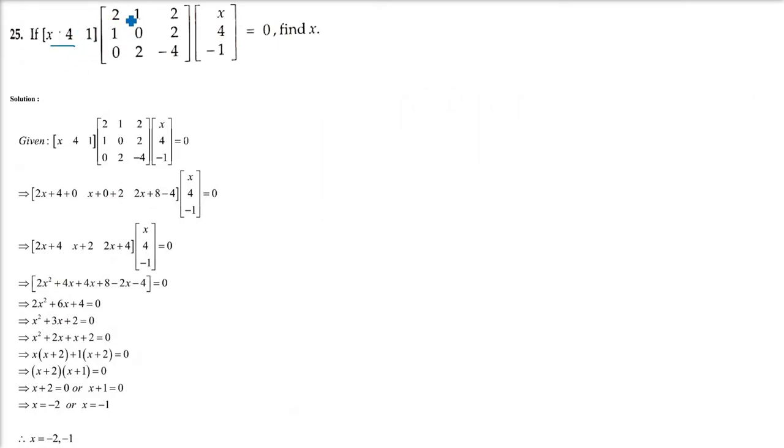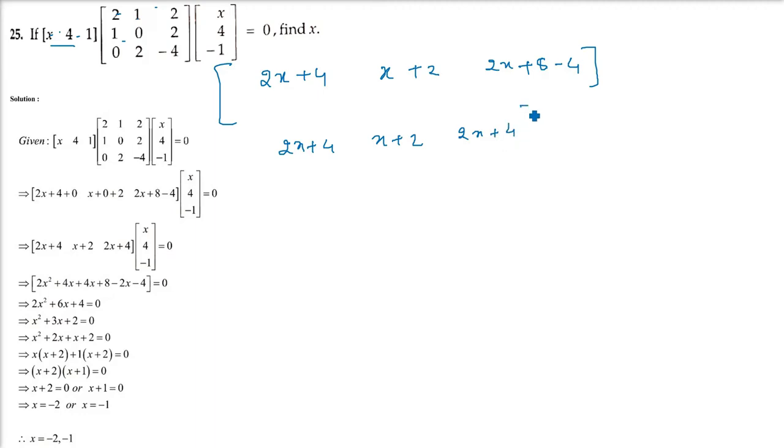First row, and there are two x's. So 2 into x, 4 into 1 and 0. So 2x plus 4 will come. So x into 1, x, 4 into 0 is 0, 4 into 2, 8. So I'll just change it. So x to 2x and 4 to the 8 and minus 4. Right? You have to multiply this by x, 4 and negative 1. 2x plus 4, and this is x plus this 2x plus 4. Now let us multiply it by x, 4 and 1.